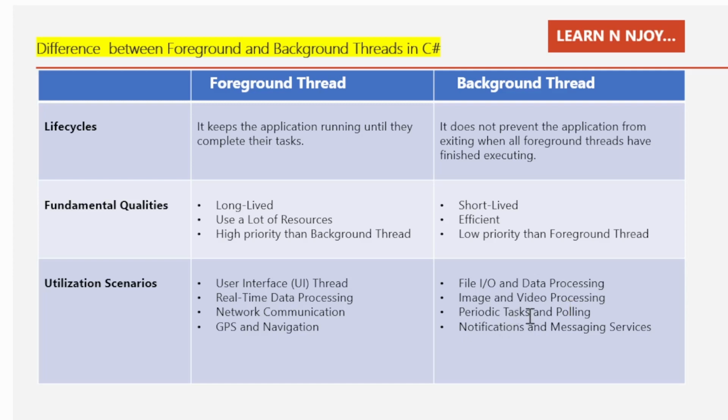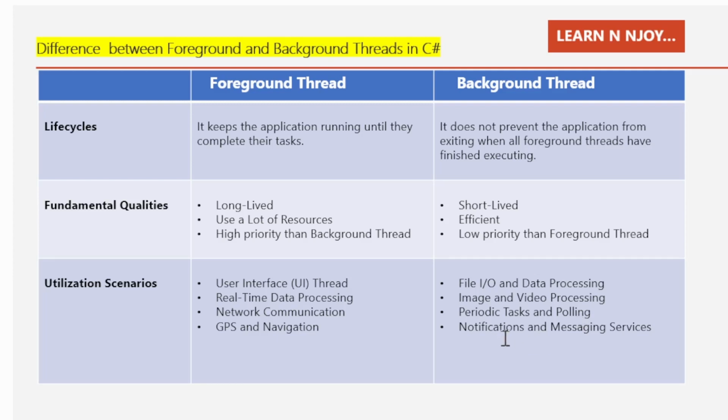Now, when we talk about periodic tasks and polling, right? Background threads can be used for running periodic tasks such as checking for software updates, fetching new emails, or calling external APIs for data updates at regular intervals without blocking the user interface.